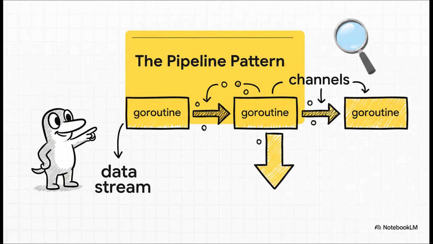This brings us to the formal definition, the pipeline pattern. So what is it? It's a chain of stages. Each stage is running concurrently in its very own Goroutine. And the glue that holds it all together? Channels. Data flows in one direction, through these channels, getting transformed at each and every step. This isn't just a neat trick, it's the absolute backbone of data engineering in Go.